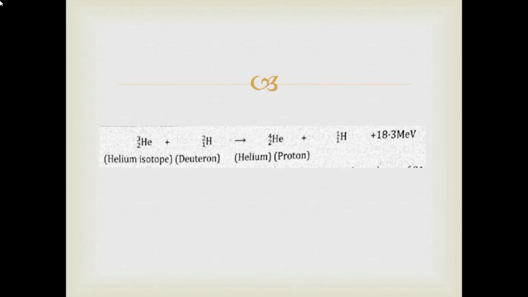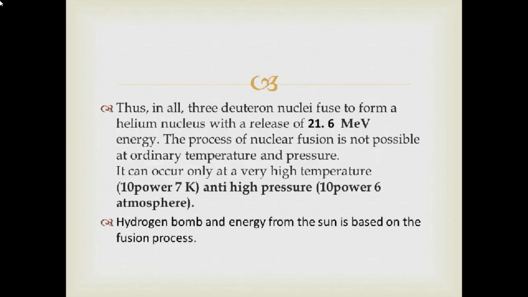3He2, that is helium isotope, then again will bombard on 2H1 deuteron, it will give you 4He2 helium which is stable, plus liberation of 1H1, that is a proton, plus 18.3 mega electron volt of energy. These above two equations are very important. Thus, in all, 3 deuteron nuclei fuse to form a new helium nucleus with a release of 21.6 mega electron volt energy.